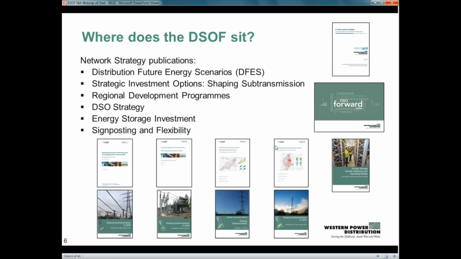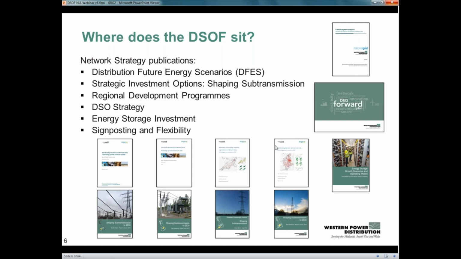So, in the network strategy team at Western Power Distribution, we are responsible for a number of key outputs and mainly look at the development of the network for the next 5 years and beyond. On the slide there, you can see a number of documents that we have published under our team. Just to highlight a couple of them, the Distribution Future Energy Scenarios and Strategic Investment Options reports, which are the ones that you can see on the bottom of the screen.